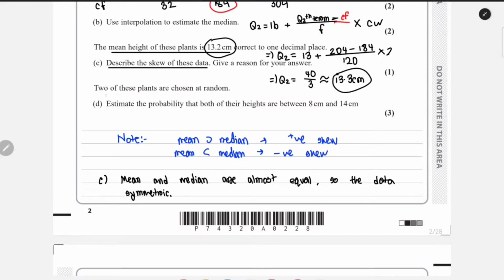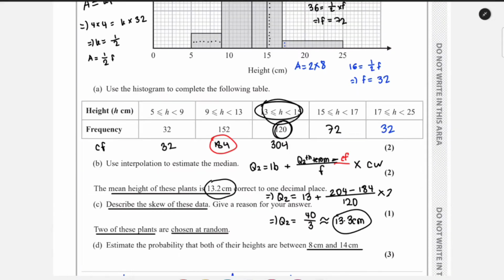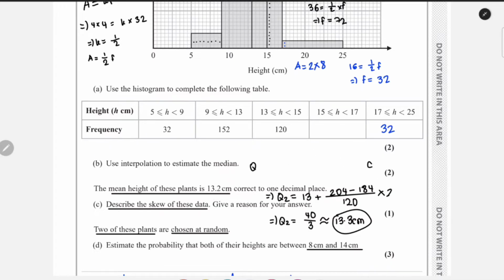Now we say that two of these plants are chosen at random. We have to estimate the probability that both of their heights are between 8 and 14 centimeters. So if it is what we had done before, we'll get how many? That's 72.